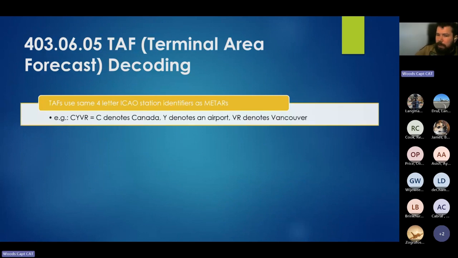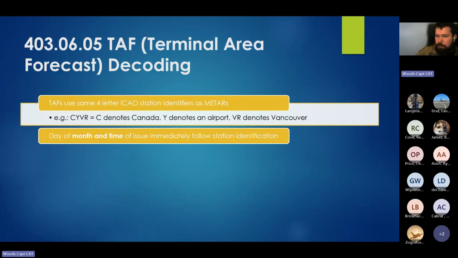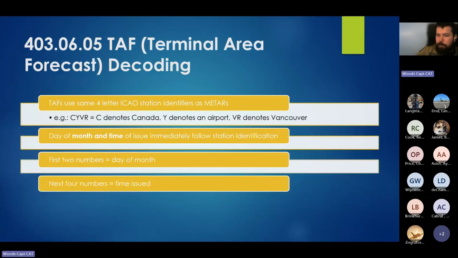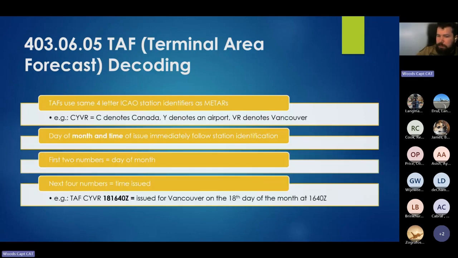All right, so how do we read a TAF? The first thing is the same 4-letter ICAO code as the METARs. Then the date and time. The issue time is the same as in a METAR, but the validity period is a little bit different. So CYVR for Vancouver, 1/8, so it's on the 18th, and it's issued at 1640 Zulu.